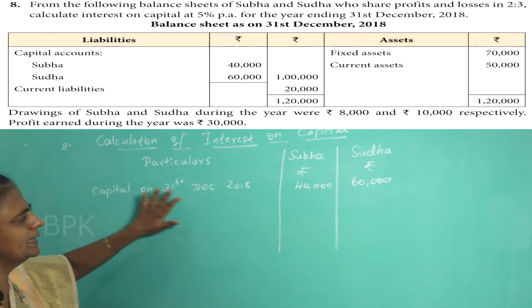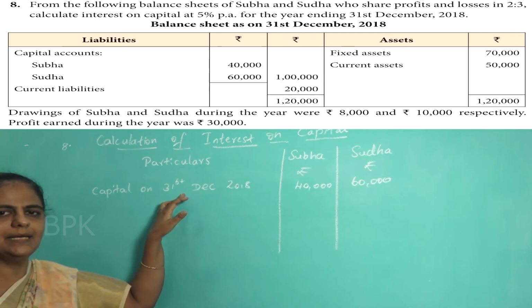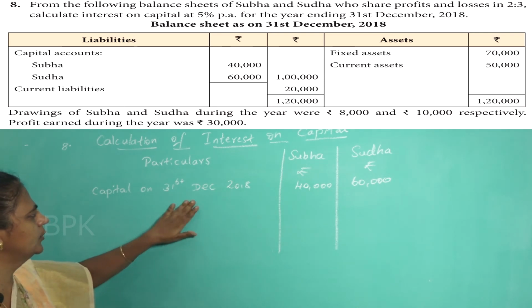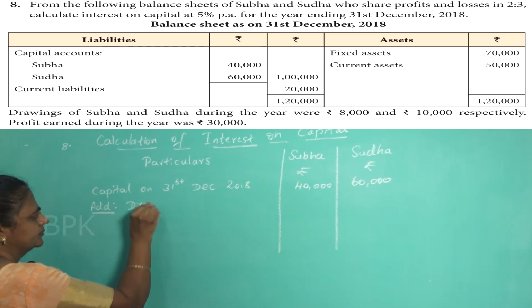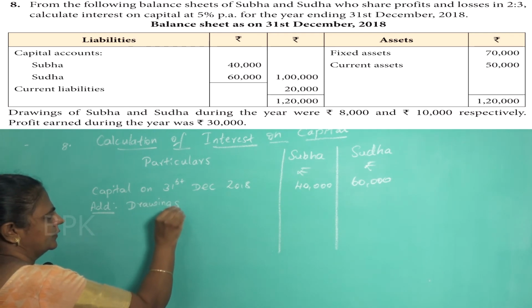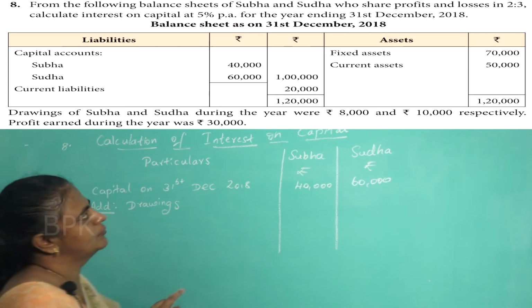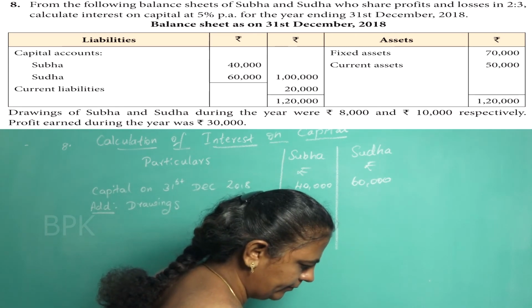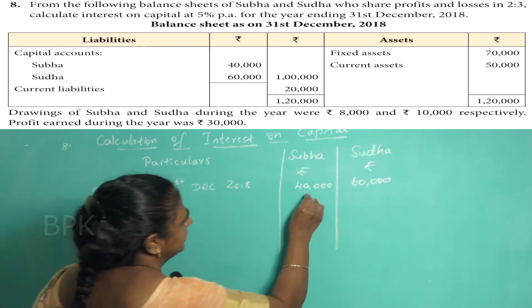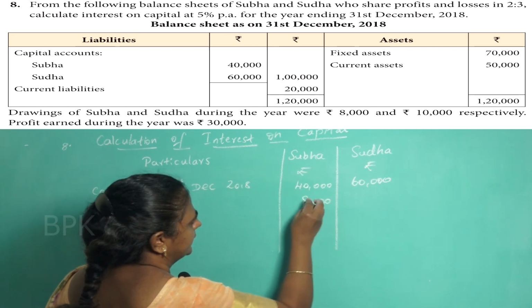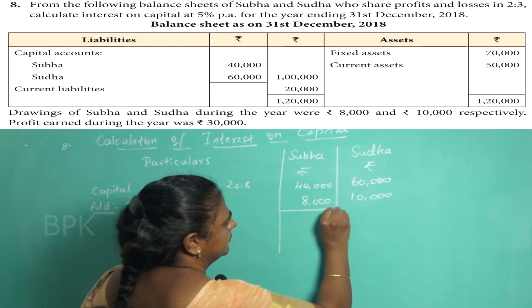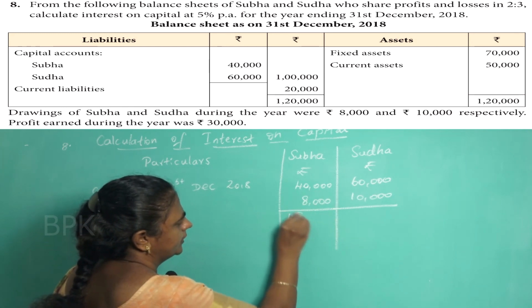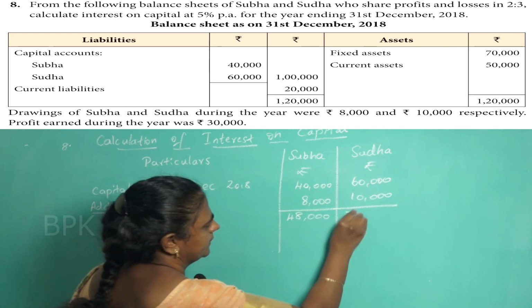Okay. Since it is closing capital, we are going to calculate opening capital. So, what you have to do? You have to add the drawings with this. Add drawings. So, drawings is also given there of both the partners. 8,000 and 10,000. So, add both: 48,000 and 70,000.